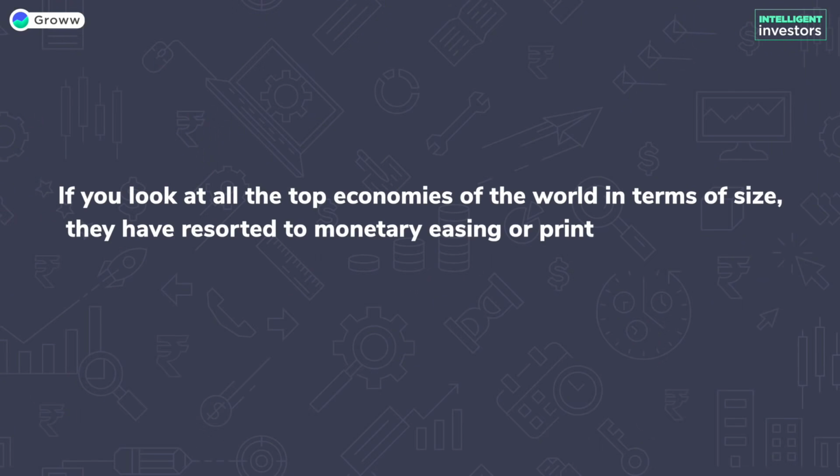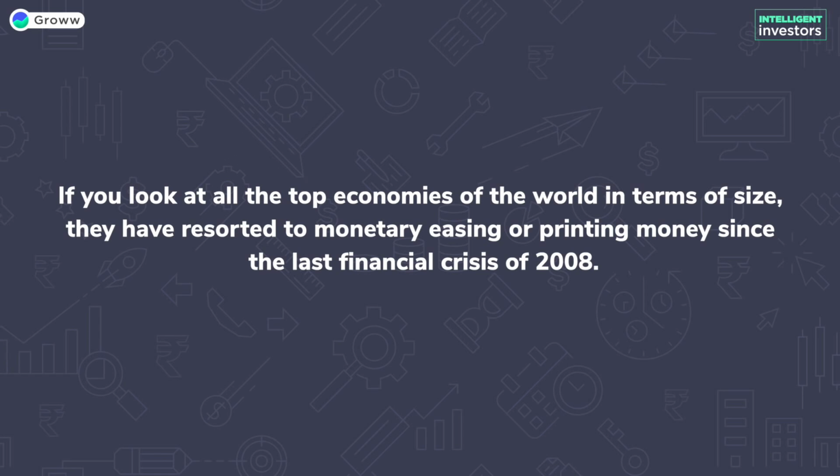Now, first understand how printing of money works and why it affects inflation. If you look at all the top economies in the world, they have resorted to something known as monetary easing, or printing of money, since the last financial crisis of 2008. Now what happens when more money comes into the hands of people? The demand for a lot of goods will go up, right? Suddenly everyone has a lot of money to spend. Demand will go up constantly, and if demand goes up, it creates a demand inflation risk. That is something that might happen.